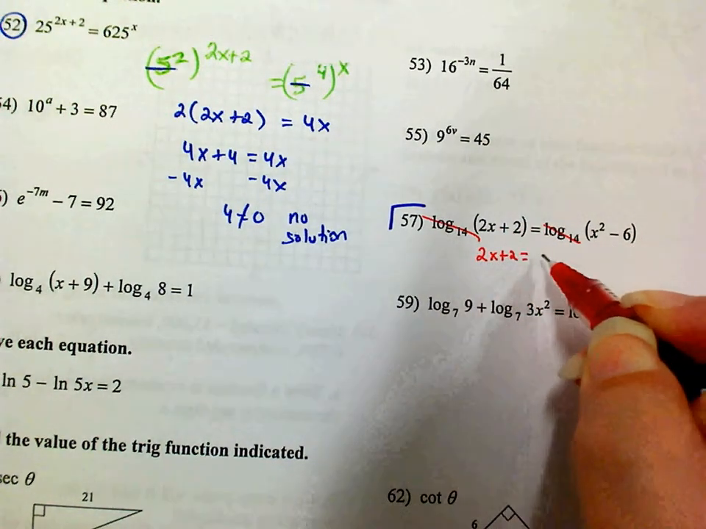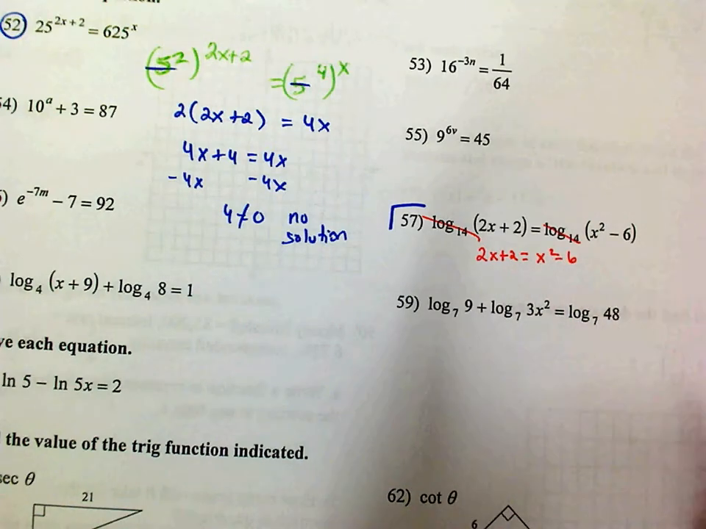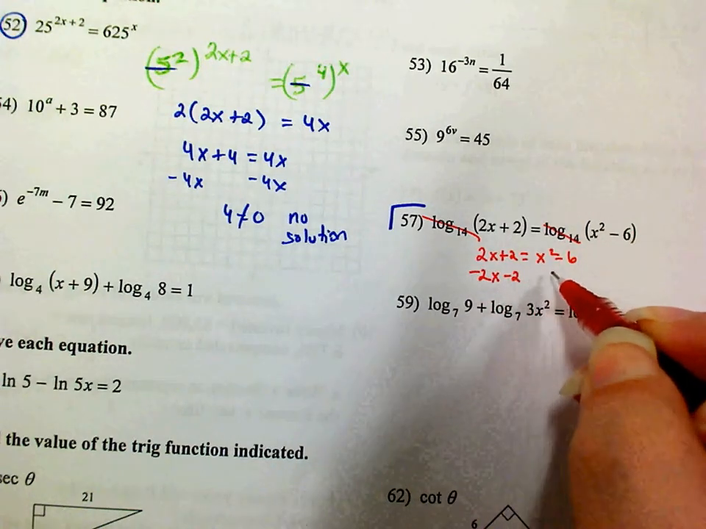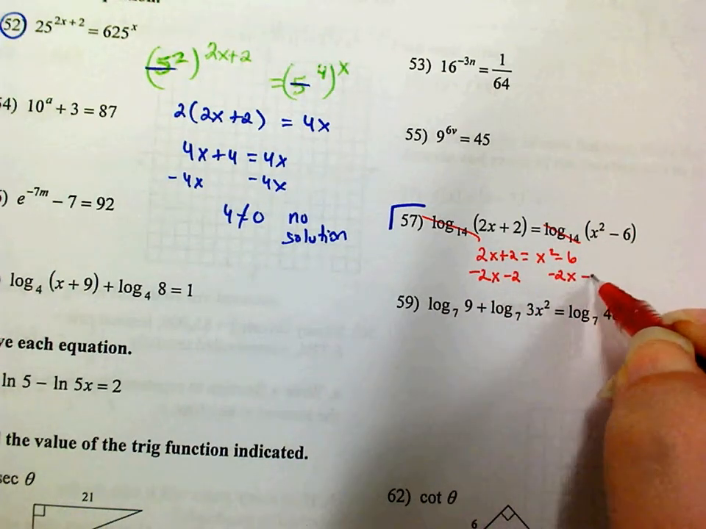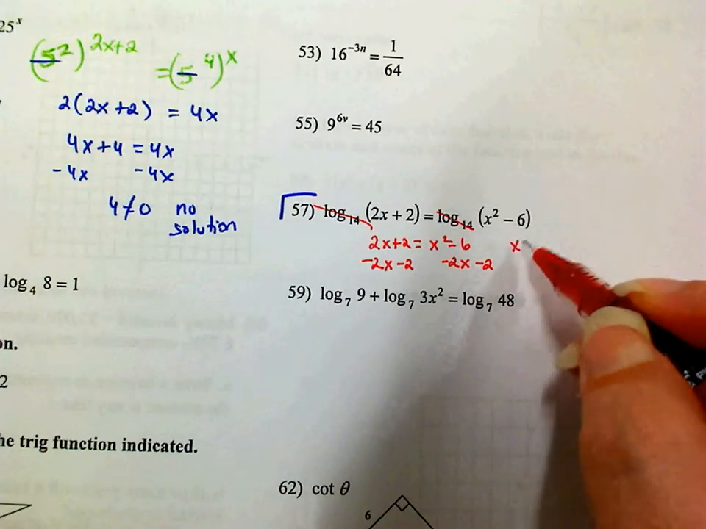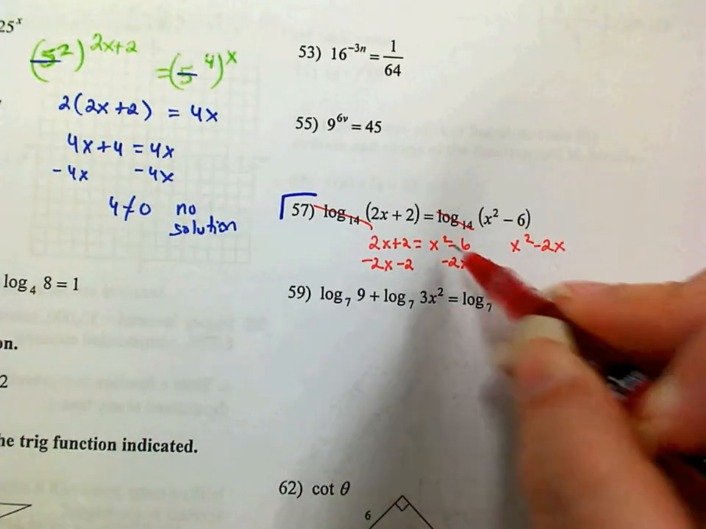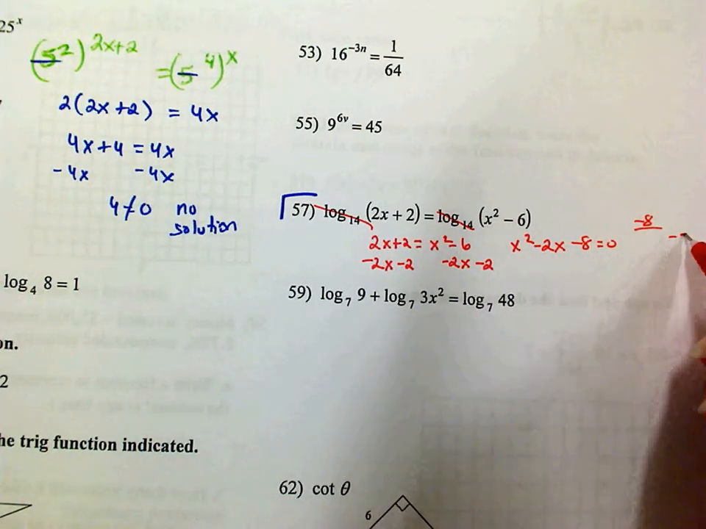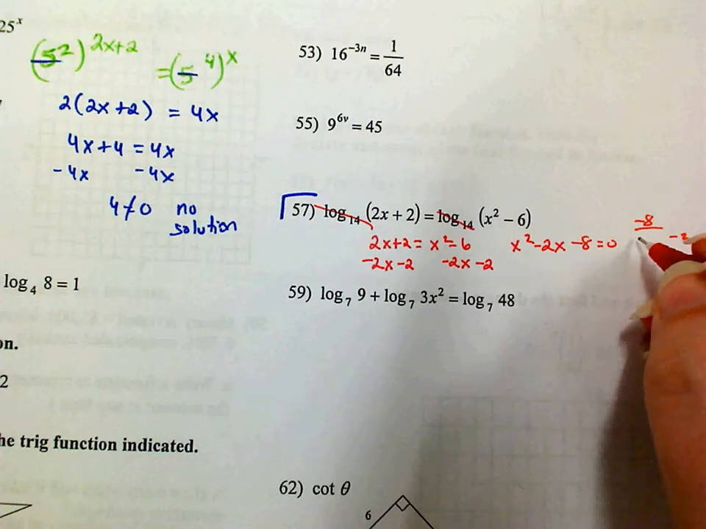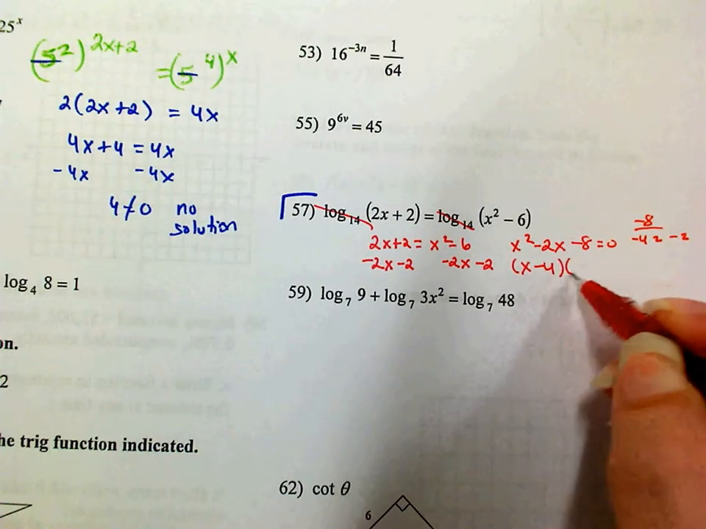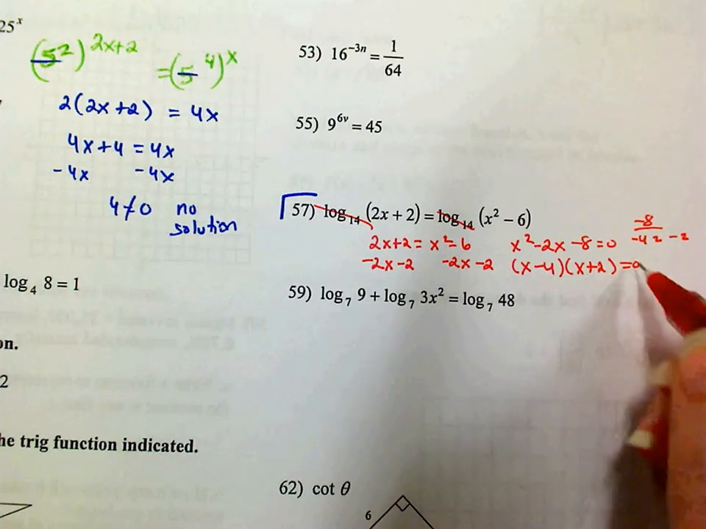Now this is a quadratic that you want to solve, so you probably want to move everything to the same side. I'm going to subtract these two to get them on this side, because this is the side of the positive quadratic, and I'd like to keep it that way. X squared minus 2x minus 8 equals 0. Factors of negative 8 that add up to negative 2 are negative 4 and positive 2. So x minus 4 and x plus 2 equals 0. X equals 4 and negative 2.